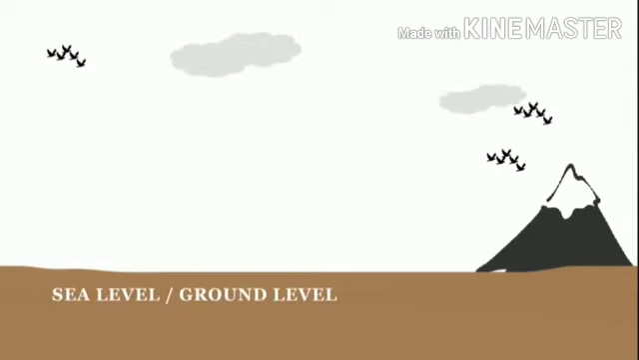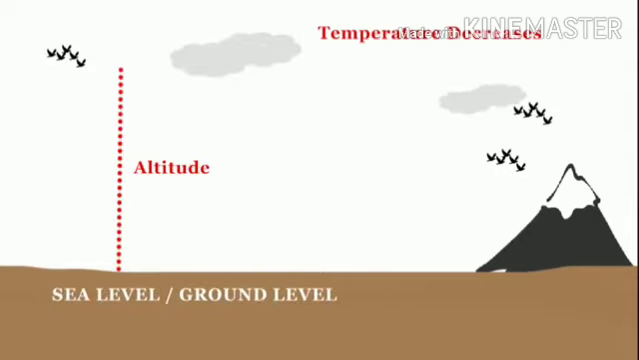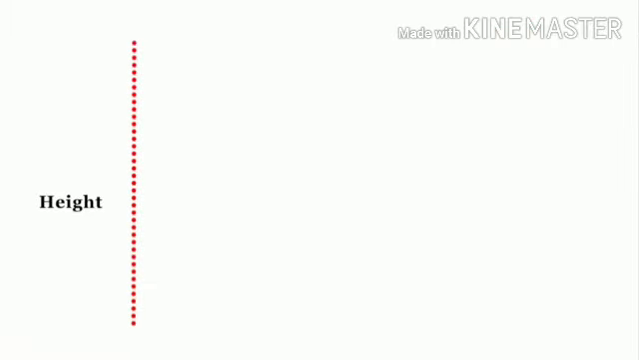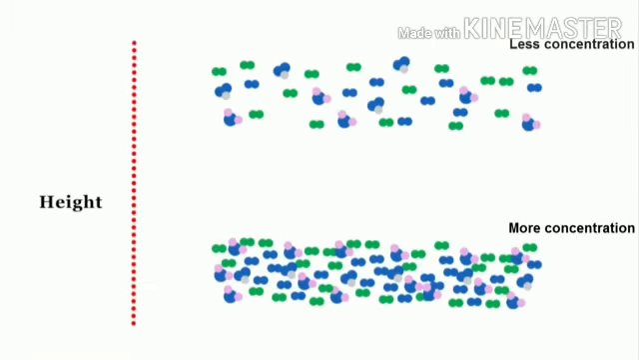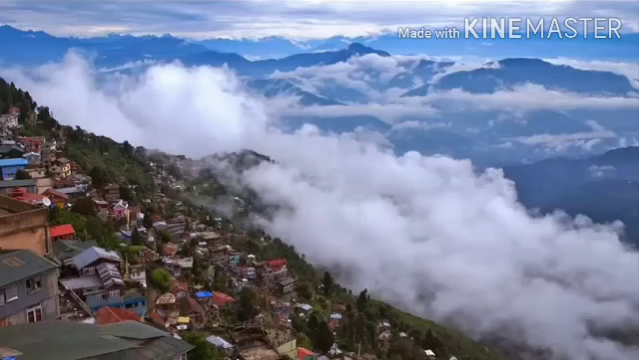The more you go above the ground, that is from the surface of the earth to higher altitudes, the temperature decreases. Because the concentration of air molecules decreases, we also call it thin air. That's why when you go to hill stations, it's cool out there.